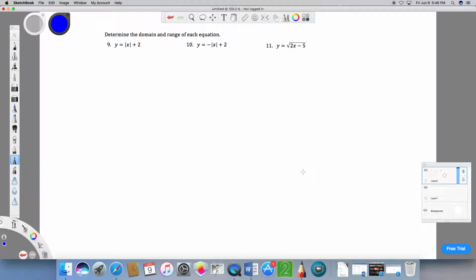All right, so I think this is recording. Let's take a look at these three problems. They're asking us to find the domain and range for each equation, for each relation.